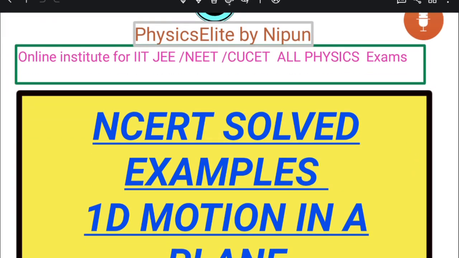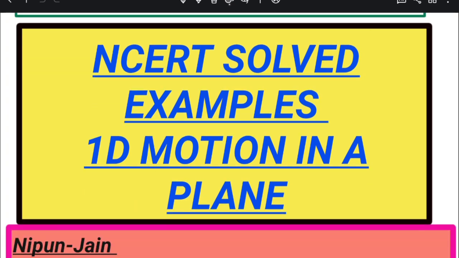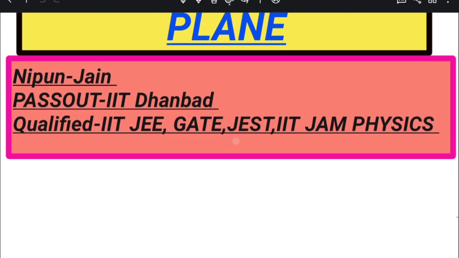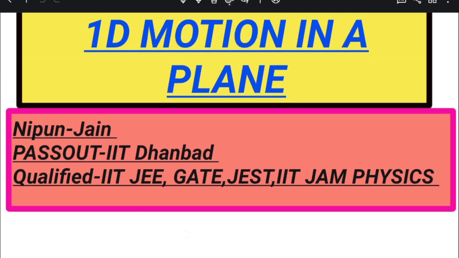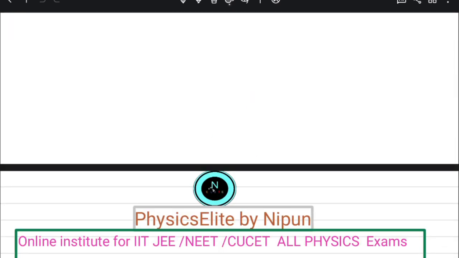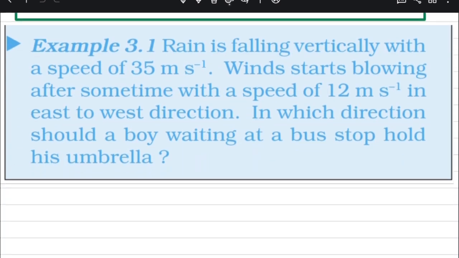So today we are going to solve NCERT solved examples of 1D motion in a straight line. In the previous videos, we have already solved all the PYQs of 1D motion in a straight line. And now today we are going to solve all the solved examples from the NCERT book. I think you are able to understand all this concept, and we started to solve all the solved examples. So this is our first question.